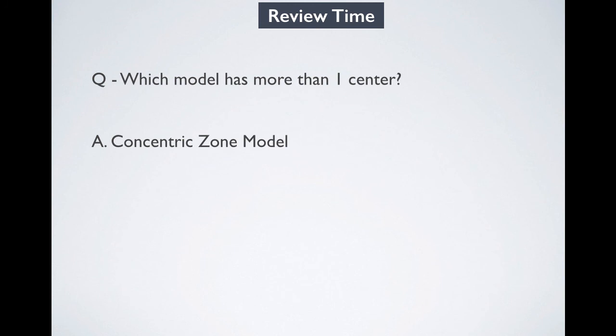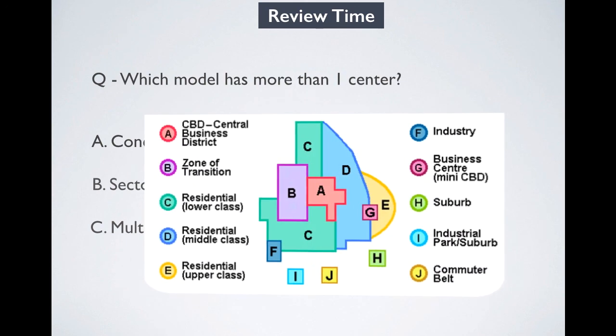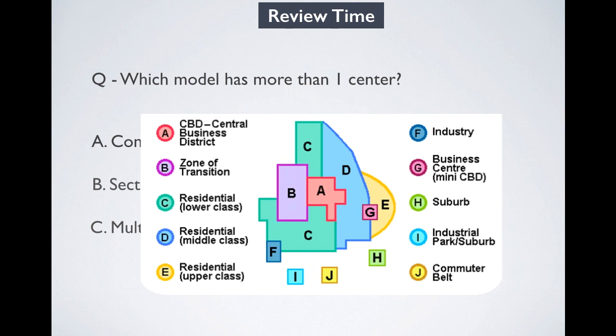The last question: which model has more than one center? A. The concentric zone model, B. Sector model, and C. Multiple nuclei model. The correct answer is C, the multiple nuclei model. Because on the model we can see that both letter A and letter G are business centers, but letter G is smaller than letter A.